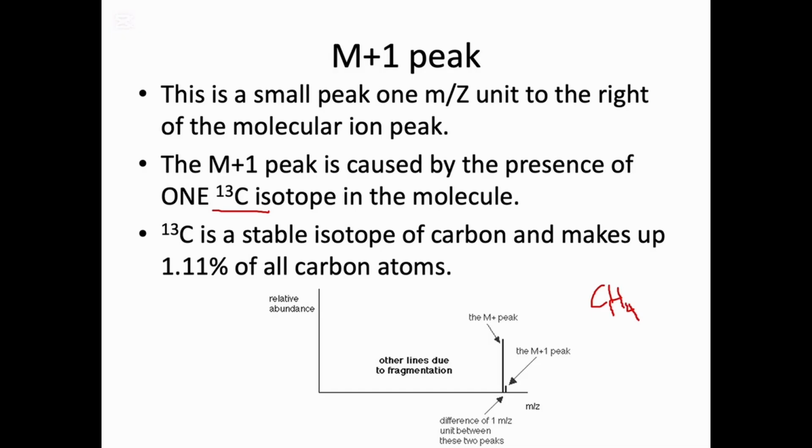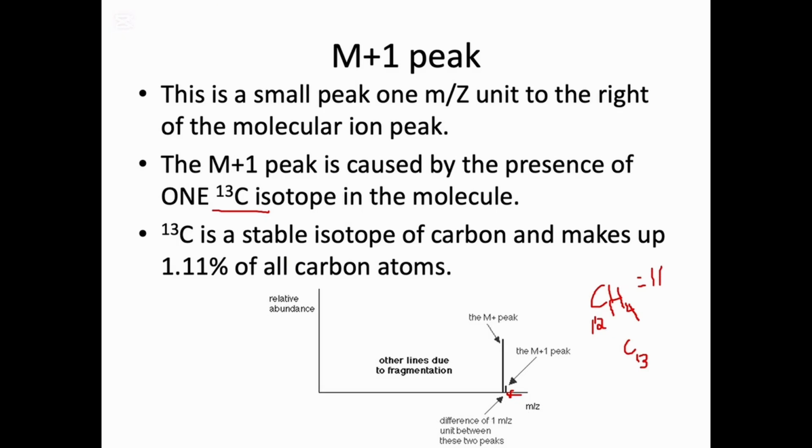Let's say you have a bunch of methane molecules. For 1 out of every 100, instead of having your carbon-12 attached to 4 hydrogens, you would have a carbon-13 instead. So the presence of carbon-13 is indicated by your M+1 peak. For the part of your molecules that have a regular carbon-12, you would have your M+ peak of 16.